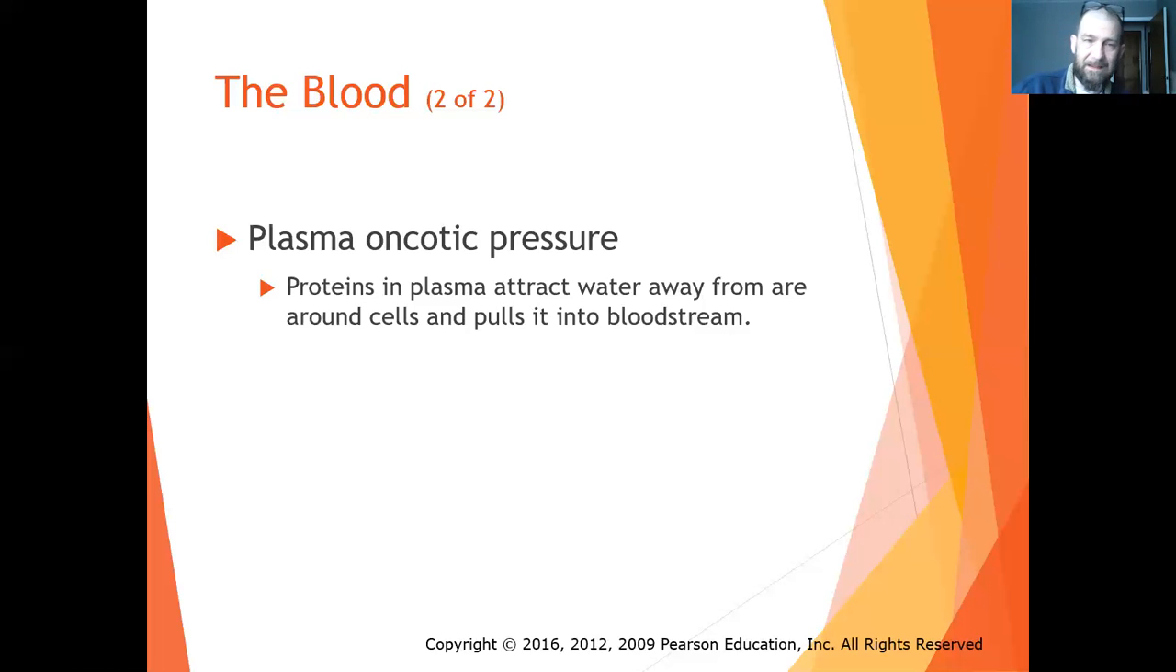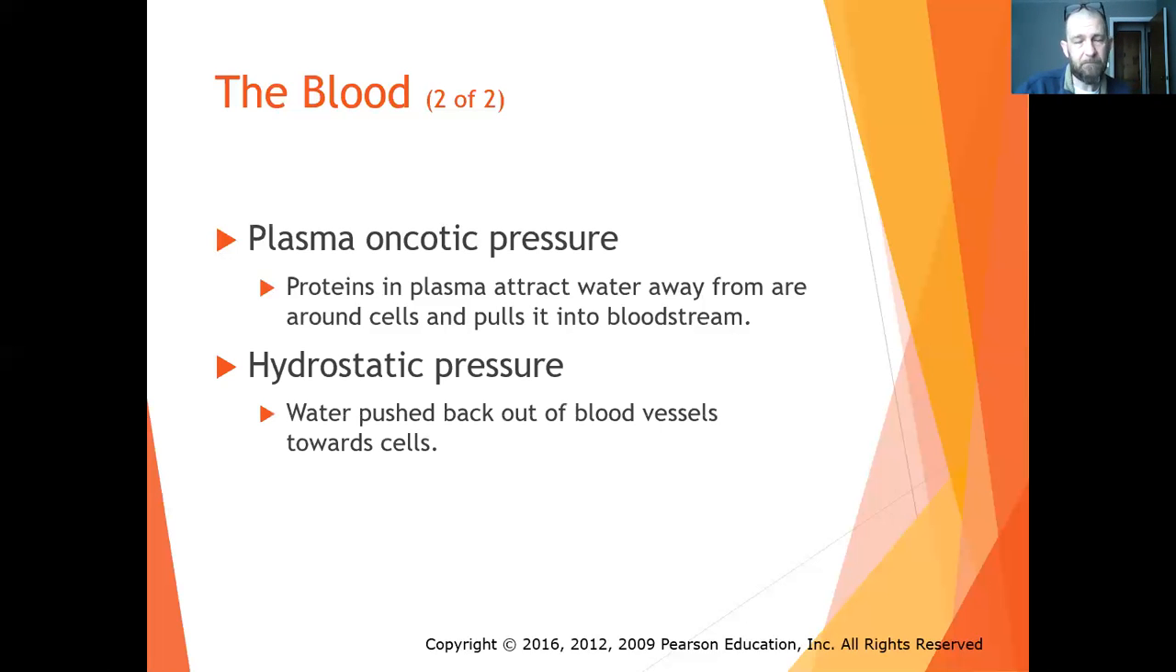And so at the same time that plasma oncotic pressure is happening, which is happening all the time, we have what's called hydrostatic pressure happening as well. This is the opposite process. This takes and pushes water from the bloodstream out to the cells. So these things are working kind of against each other at the same time to maintain a fluid balance in the blood and around the cells.